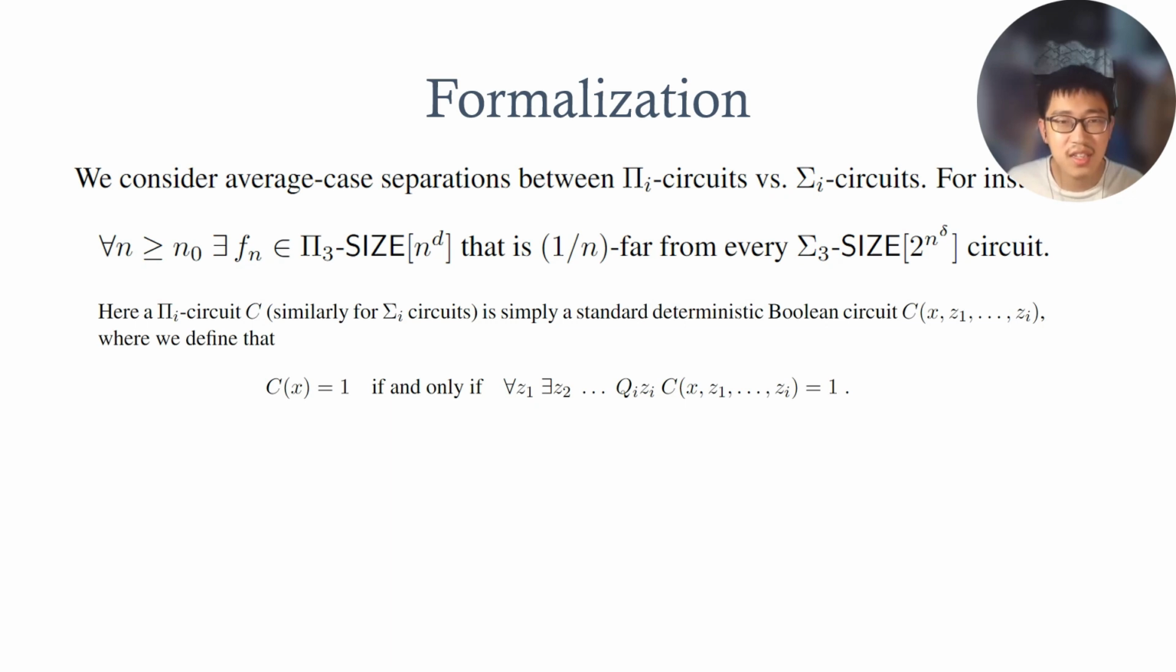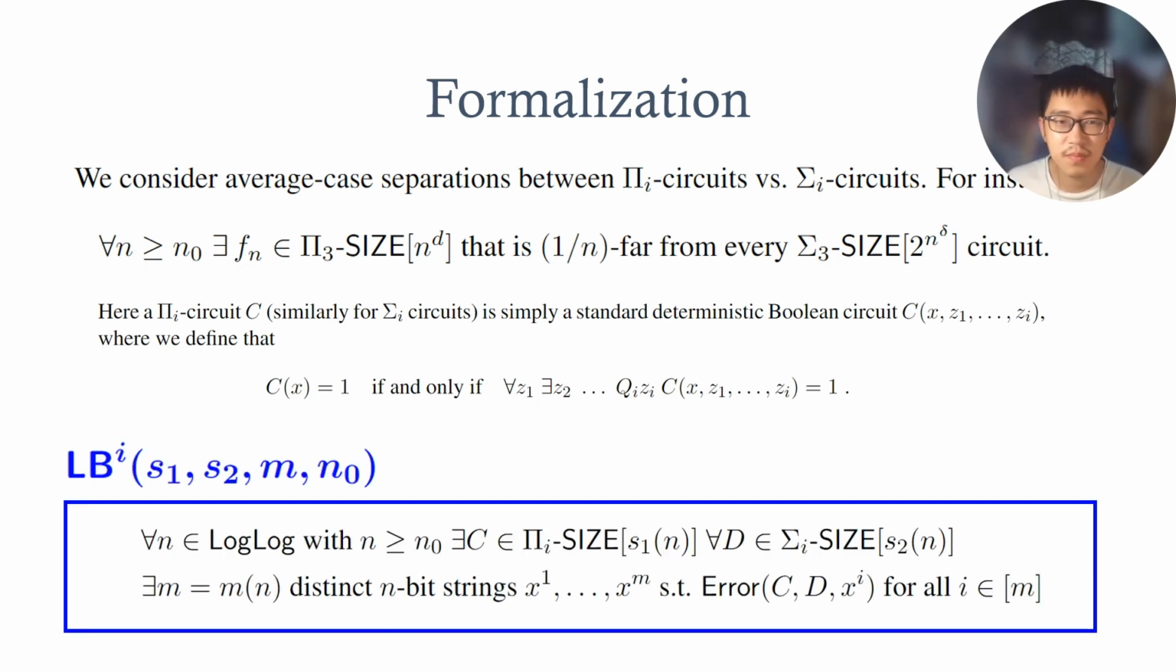A pi i circuit is a deterministic Boolean circuit with m plus i variables, where C(x) equals 1 if and only if for all z1 there exists a z2 such that C(x, z1, ..., zi) equals 1. Formally, we can define the following lower bound sentence: LowerBound i (s1, s2, n0), which means for all sufficiently large n, there exists a pi i circuit C of size s1, such that for every sigma i circuit D of size s2, there are distinct input strings x1 to xm, such that on every one of these input strings, C and D output different answers.